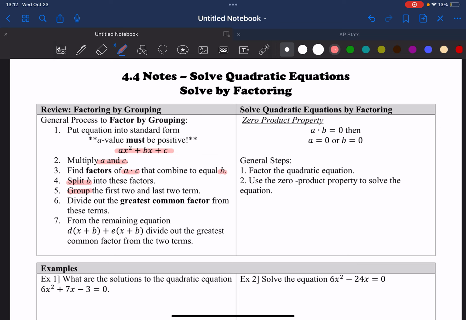We then divide each of the terms by the GCF, and we know we did something correct if our parentheses match up. So in this example, x plus b and x plus b. That is our first step.